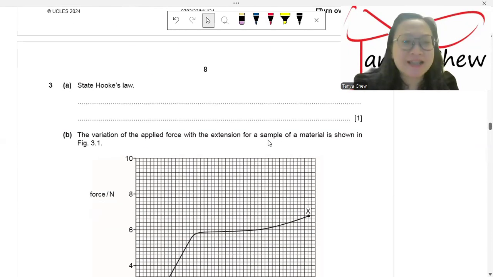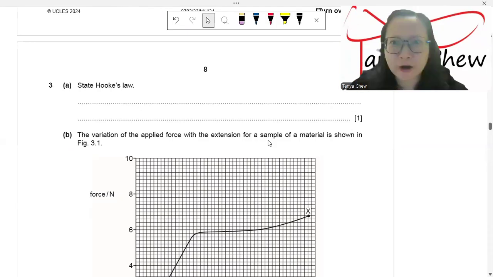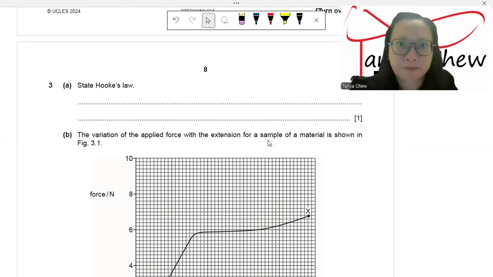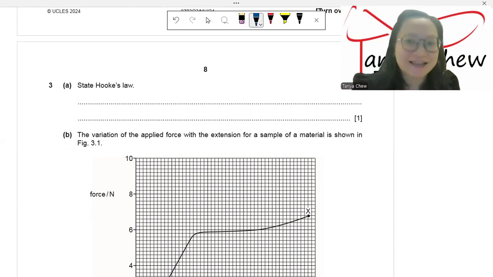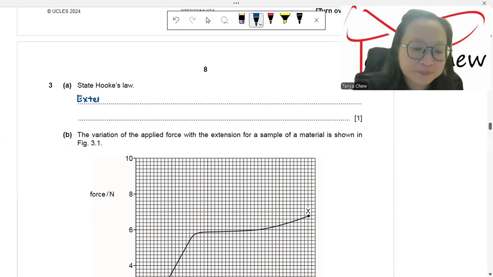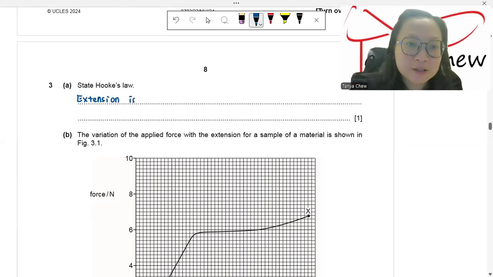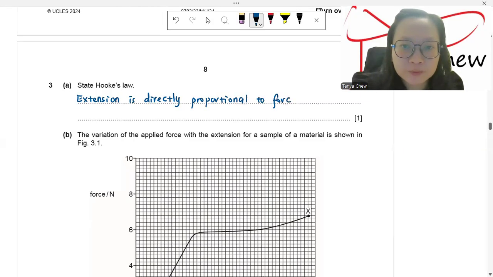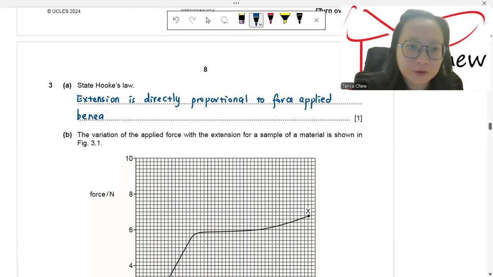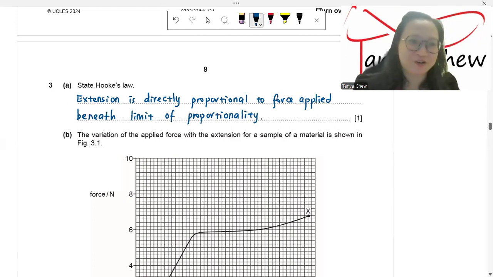Question number 3, state Hooke's law. Robert Hooke, not Captain Hook. Remember, Captain Hook is the bad guy. Now, Hooke's law states that extension of elastic material is directly proportional to force applied, but everything must occur beneath the limit of proportionality. So that's the answer.